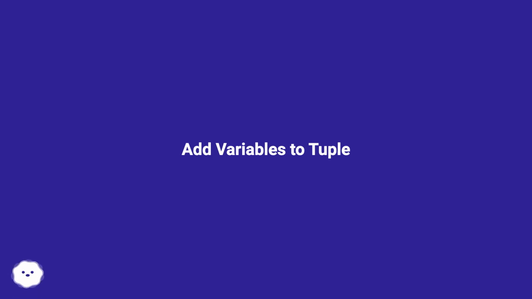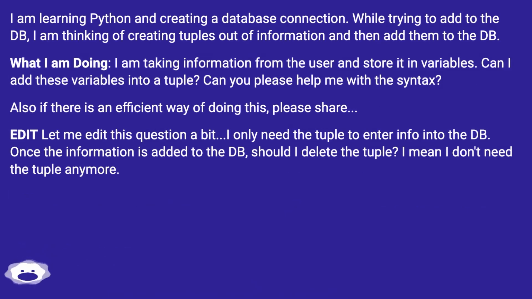Add variables to tuple. I am learning Python and creating a database connection. While trying to add to the DB, I am thinking of creating tuples out of information and then adding them to the DB. What am I doing? I am taking information from the user and storing it in variables.